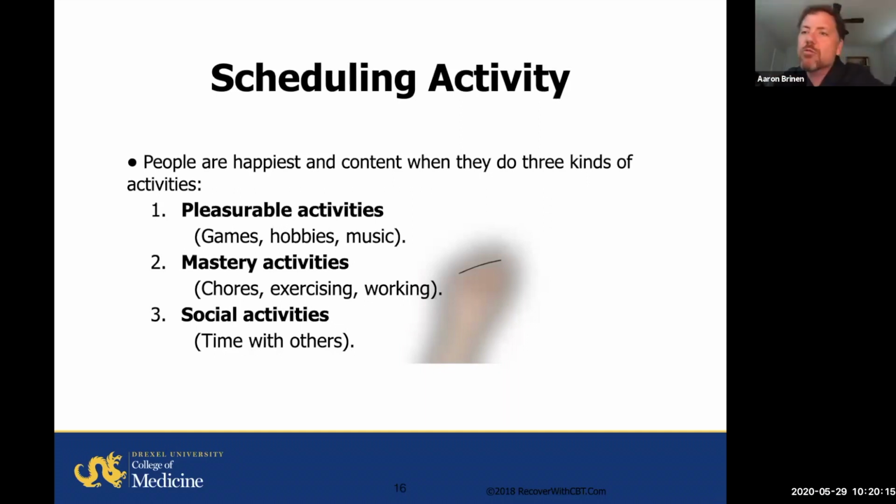So the other big rationale that we have is that people are happiest and content when they're engaged in 3 types of activities, right? We need a mixture of them in our lives. So there's pleasurable activities, so they're the fun stuff, games, hobbies, music, that type of stuff. But then there's masterful activities, right? Those things that make us feel really good, those meaningful things in our lives. Those are chores, exercising, working, accomplishing stuff, you know, even paying your bills.